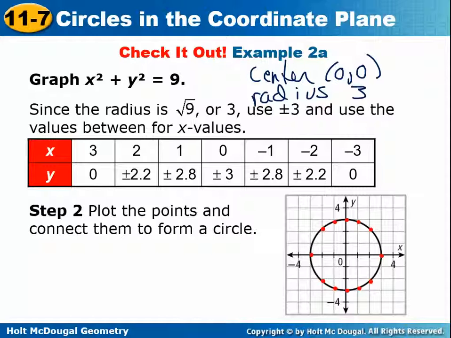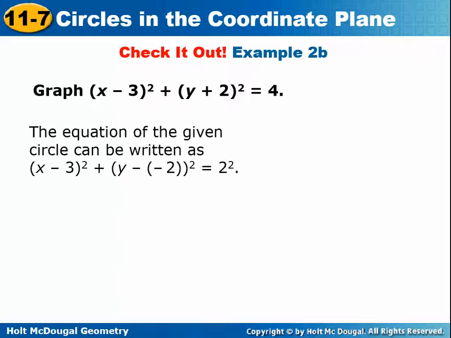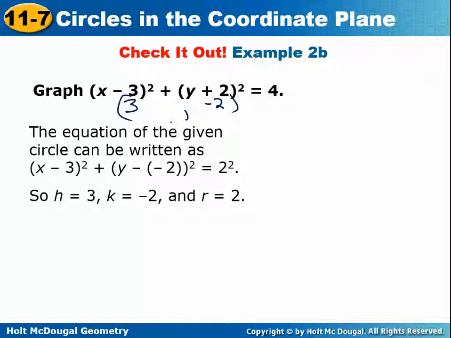There's their circle. One more. The center is going to be 3, negative 2. You can go up here and say, take the opposite, take the opposite. That's the center. And the radius, of course, is 2, because the square root of 4 is 2.